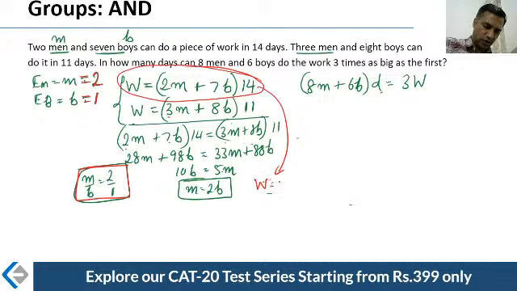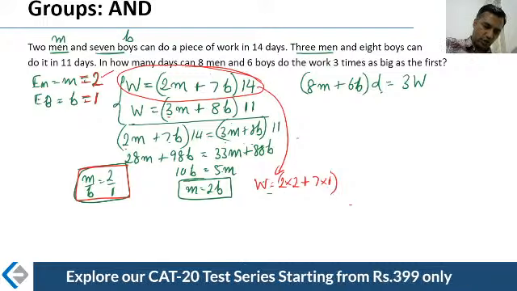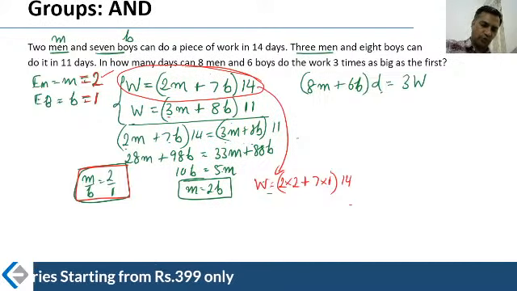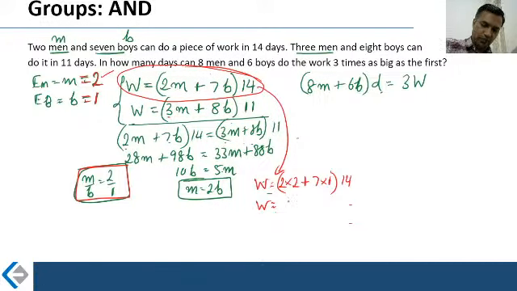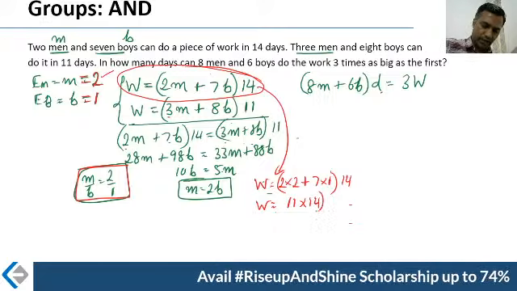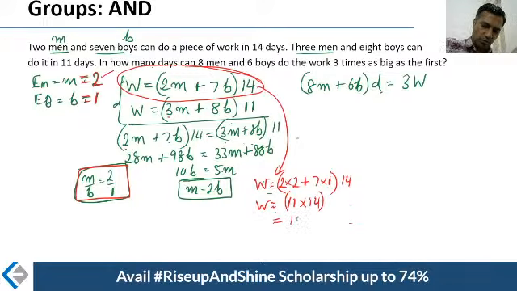Therefore w is equal to 2 times, what is the capacity of each man? 2. Therefore 2 into 2 plus 7 times, what is the capacity of each boy? 1 unit, into 1. So into how much? 14. Therefore w is equal to 4 plus 7, that is nothing but 11 into 14, which is nothing but 154. That's the value of w. Work is nothing but 154.